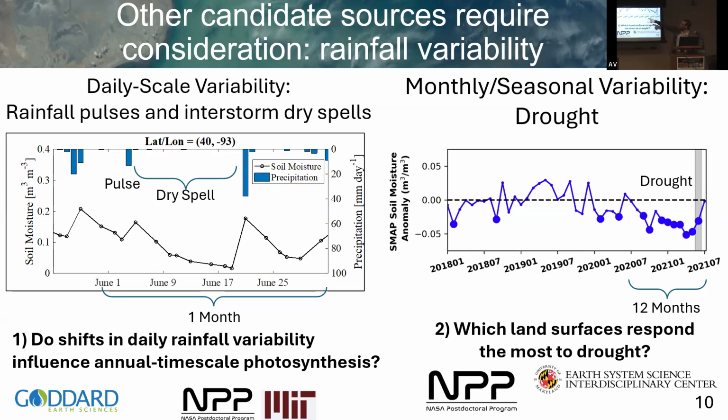It rains in those blue blocks on the left. That's a kind of a rain pulse. So it matters how intense the storm is and how much soil moisture increases after that rainfall. And then how long that dry spell is between the next storm, how arid the system becomes. And the question there is, do shifts in daily rainfall variability influence this annual timescale photosynthesis that we were looking at before?